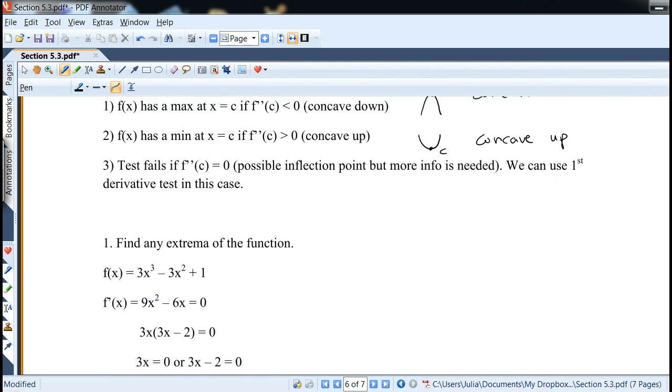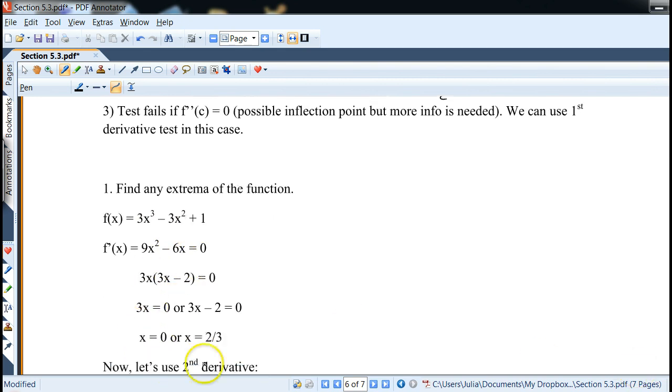Okay, so here's a quick example. Find any extreme of the function. We have this cubic polynomial. You take the derivative of this, set it equal to 0. And notice how we find two critical points, x equals 0 and x equals 2/3.